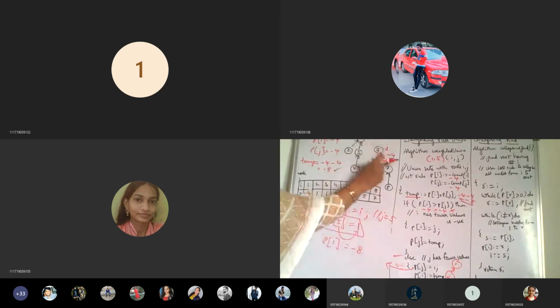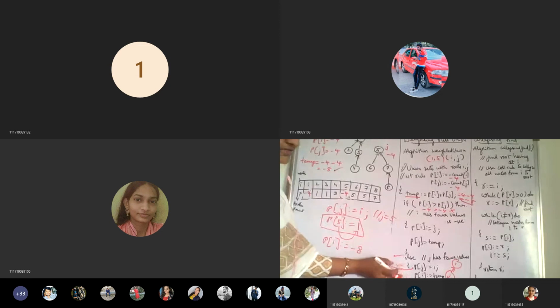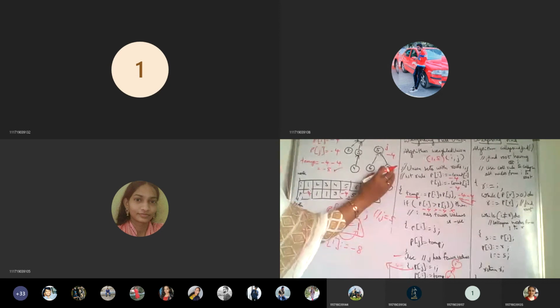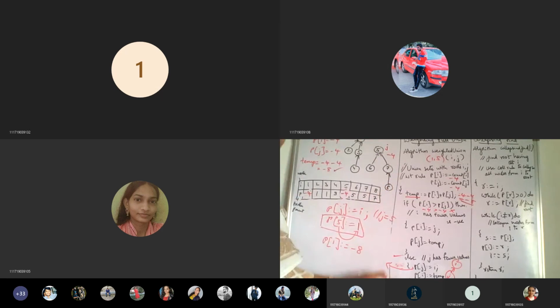See, since there is a tie here, the else part always says that when the J node has fewer nodes, it will become the child of the first one. Okay, so in the else part, P of J is equal to I. When I say P of J is equal to I, you need to understand this: I will become the parent and J will become the child. This is the general simple union operation I was telling you about.